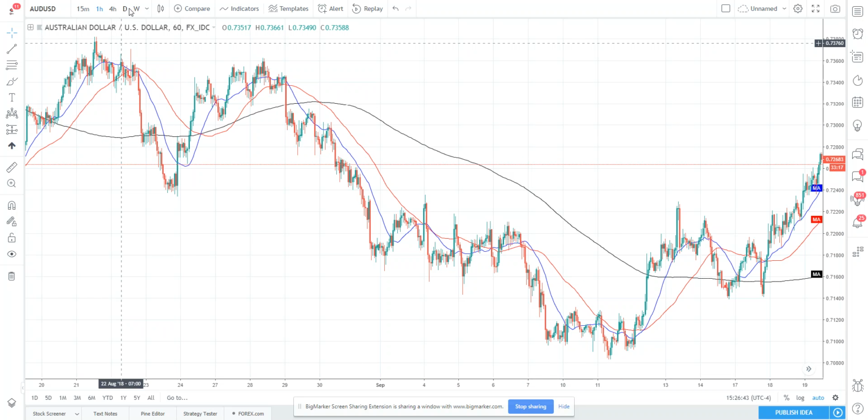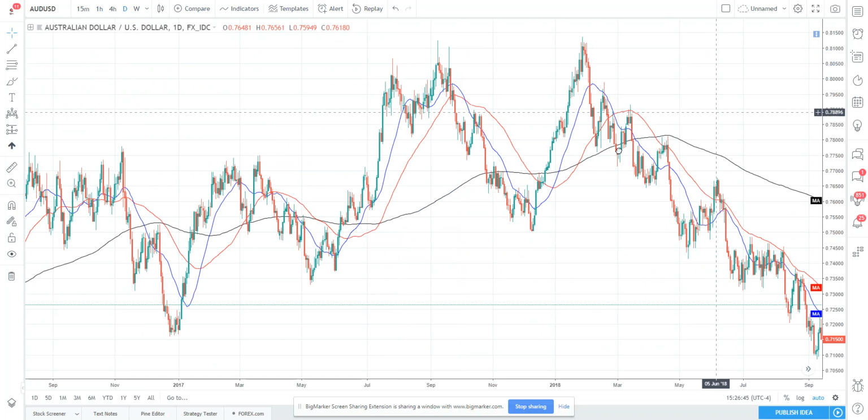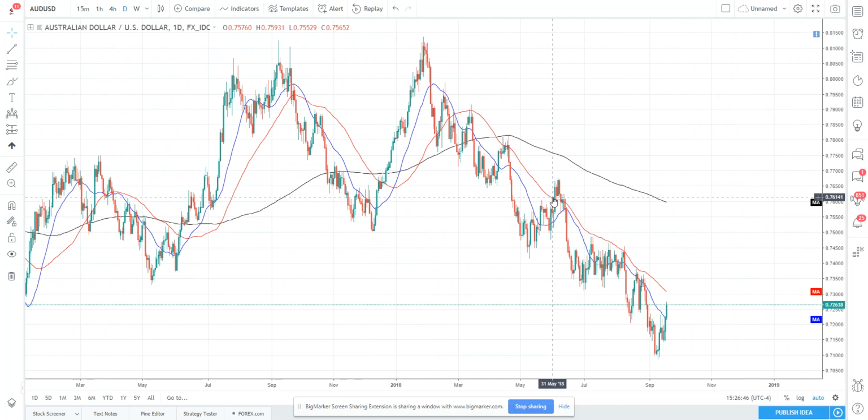My personal use for it is mainly the daily chart. I like the daily chart because you get clean structure on daily charts. A lot of eyes are on the daily chart. A lot of trading companies and traders and banks all watch the daily chart. It's a very popular time frame.